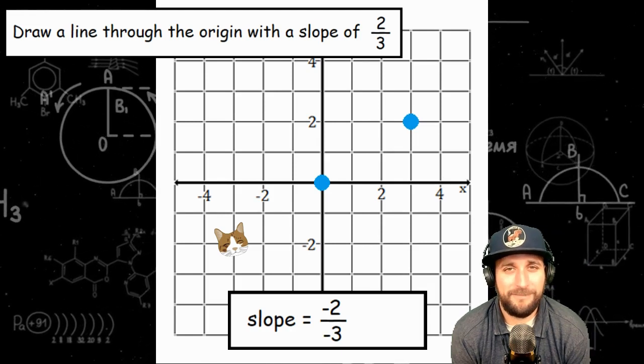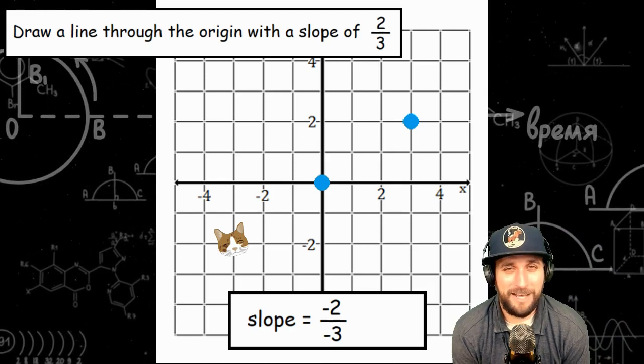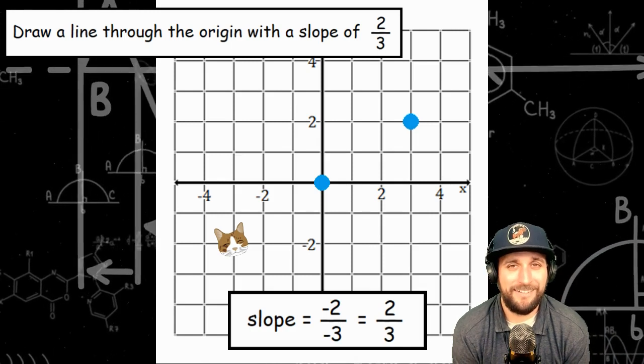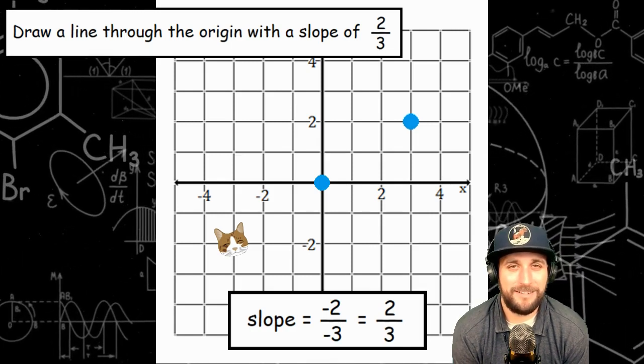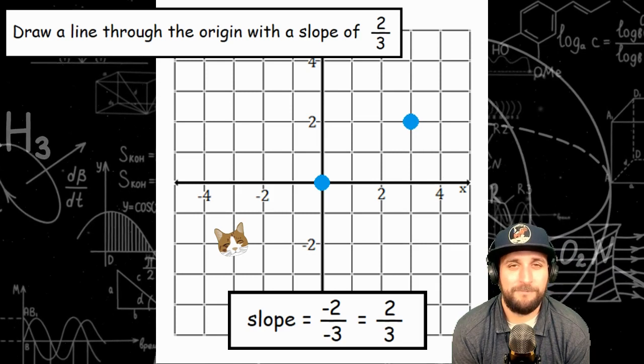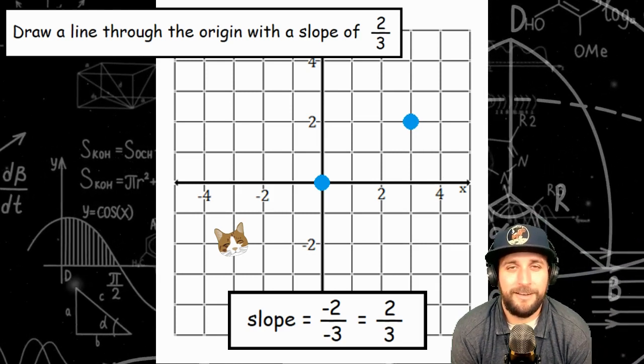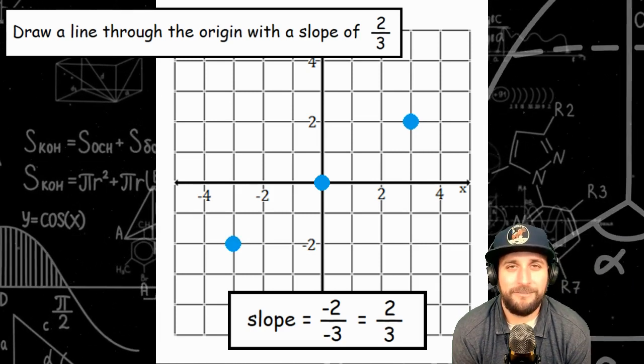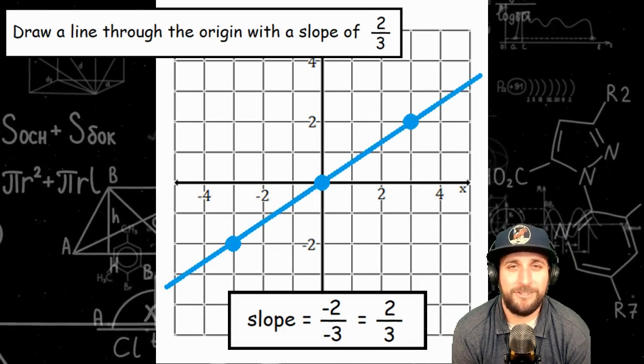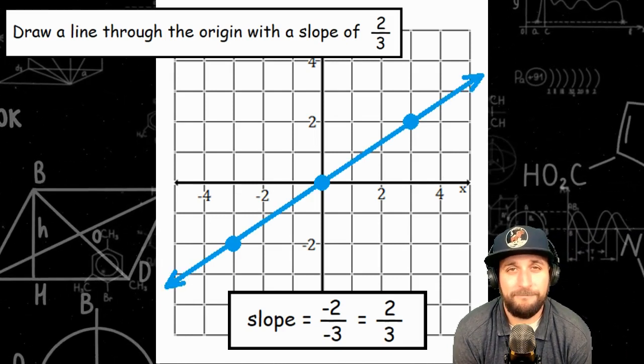Negative 2 over negative 3 is the same slope as positive 2 over positive 3. A negative divided by a negative is a positive. So they're the same slope, they just look different. And now I have 3 points for my graph, connect them with a line, arrows on the end, and I'm done.